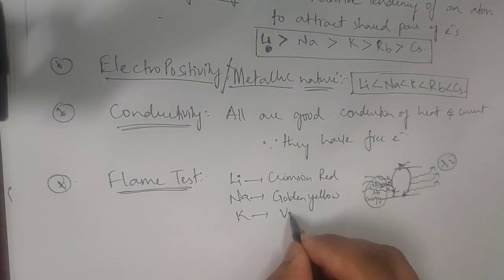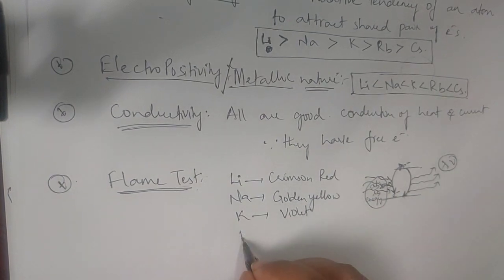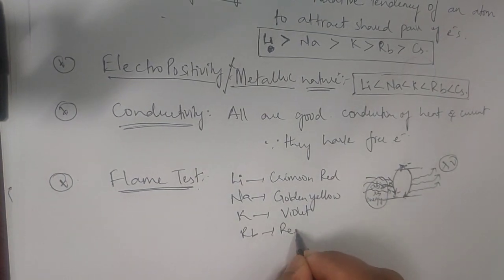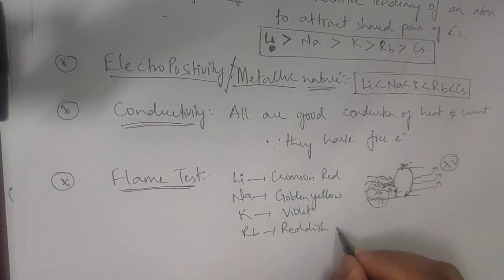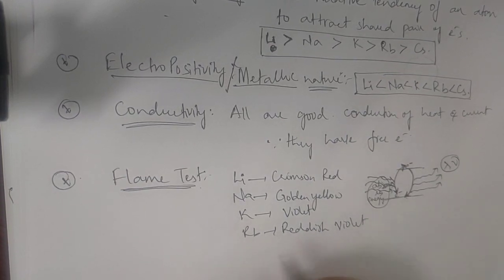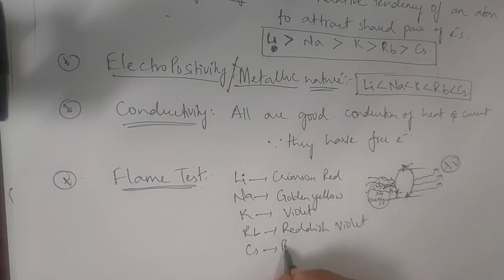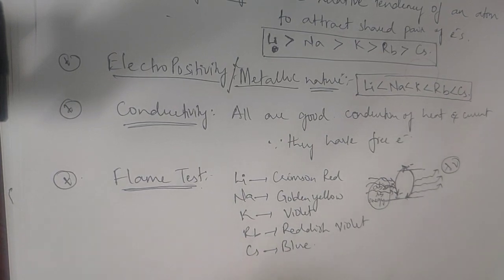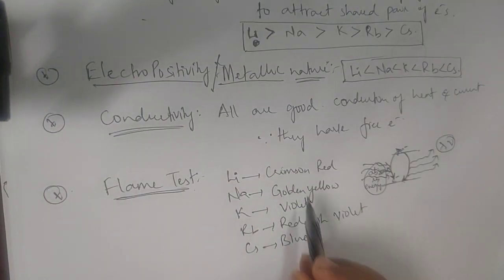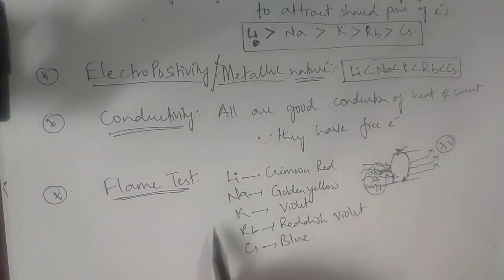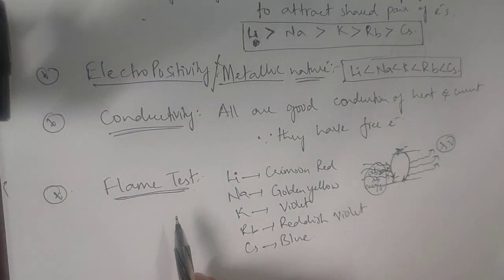Potassium is violet in color. Rubidium is reddish violet, and cesium is blue. Okay, so these are the colors of these metals under the flame test. Okay, next we have something called oxidation potential, or you can call it reducing nature.